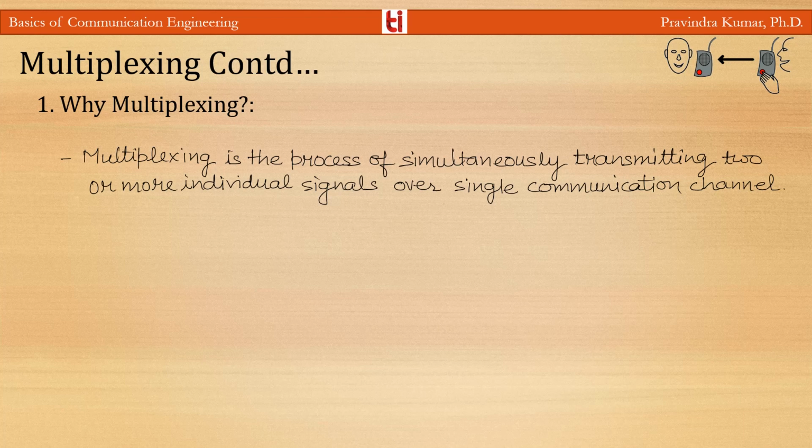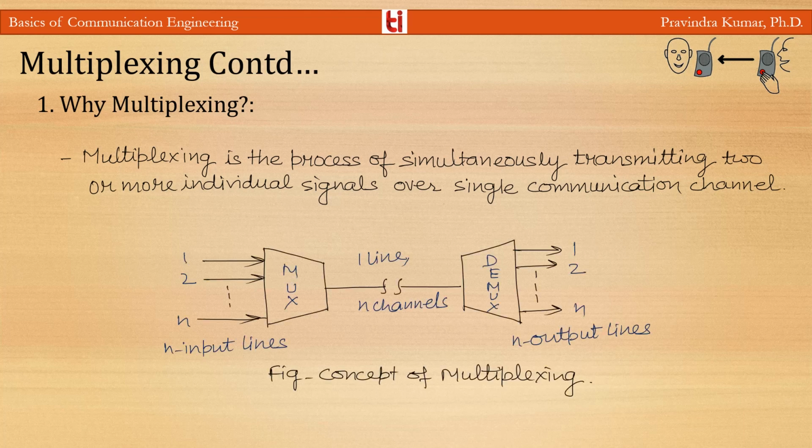Multiplexing is a technique that allows the simultaneous transmission of multiple signals across a single data link. Here you can see the n input channels are multiplexed into one output, and this composite signal is transmitted through a single transmission line. So n channels are transmitted through a single line. This is multiplexing.